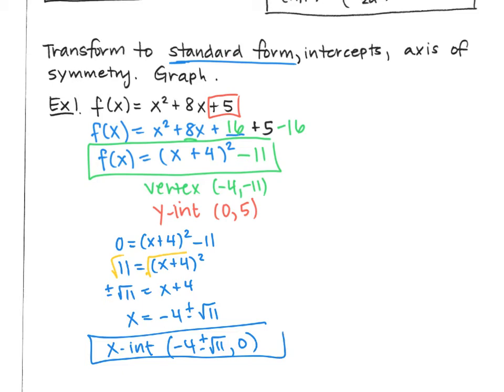Let me keep track. I have the vertex, I have the y-intercept. The axis of symmetry runs through the vertex, and it's vertical. And I think a lot of you use AOS for axis of symmetry. The axis of symmetry is a vertical line, x equals, and it passes through the vertex. Since the vertex is negative 4, comma negative 11, it passes through x equals negative 4. Okay, so I found all the information.